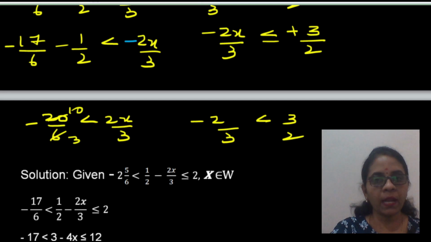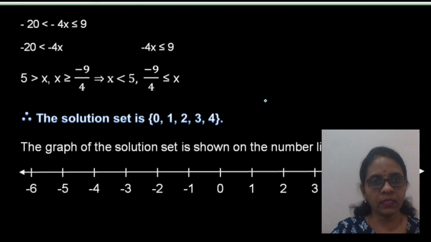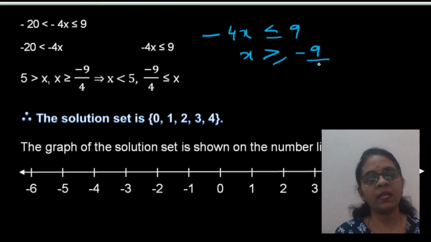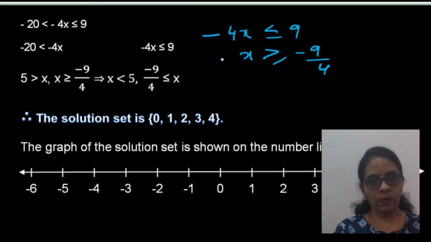Now, the same thing applies to this also, where minus 2 by 3x is less than 3 by 2. The sign of the inequality will change. Let us see the solution. See what happened. Minus 4x is less than or equal to 9, so x is greater than or equal to minus 9 by 4. First do it this way. x is greater than or equal to minus 9 by 4.